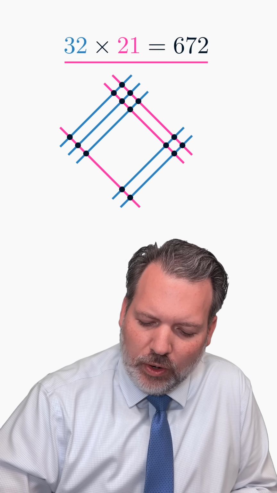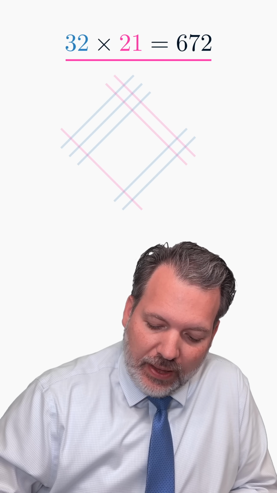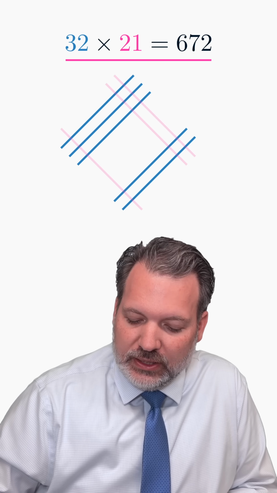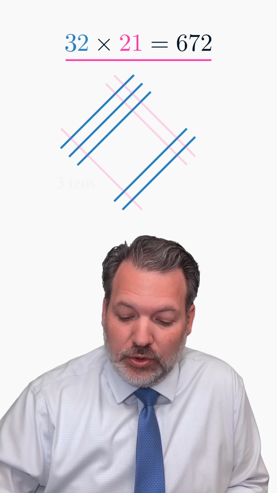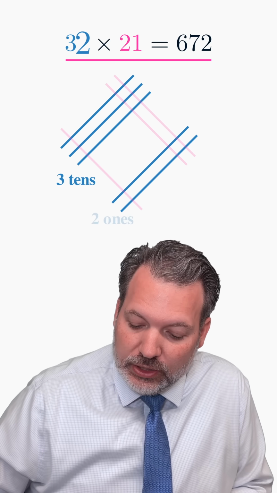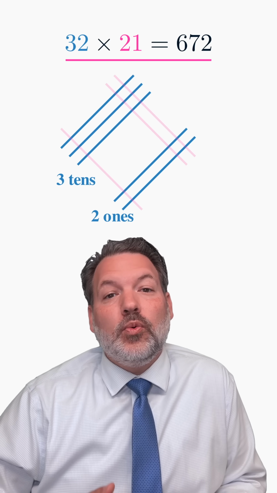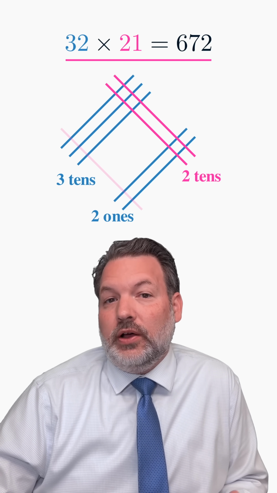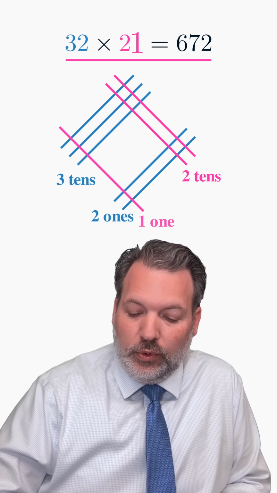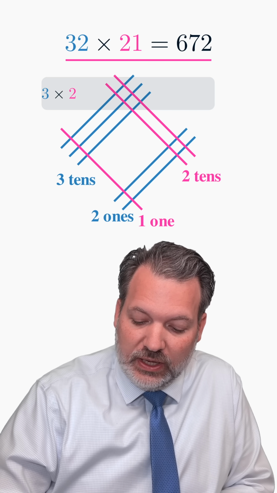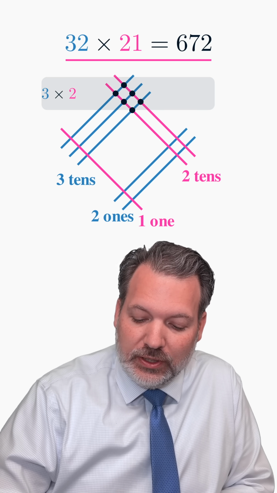Why is it that this works at all? Go back to that first example where we did 32 times 21. I'm going to draw 32 as a series of 5 blue lines. 3 blue lines up here representing my tens digit for 32, and 2 blue lines down here representing the ones digit. Then I will similarly draw 2 lines for the tens digit of 21 and 1 line for the ones digit.